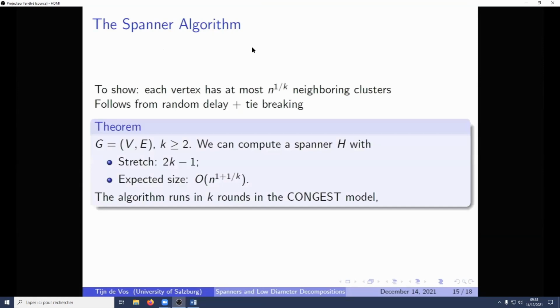And the theorem we end up with is this one. You can compute a spanner H with stretch 2k minus 1 and expected size n to the power 1 plus 1 over k. And this runs in exactly k rounds, we didn't even need the constant factor.